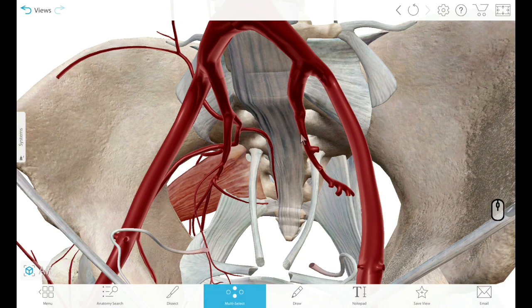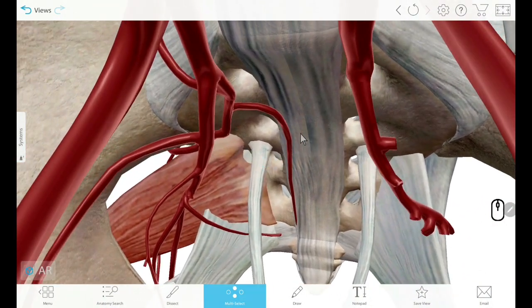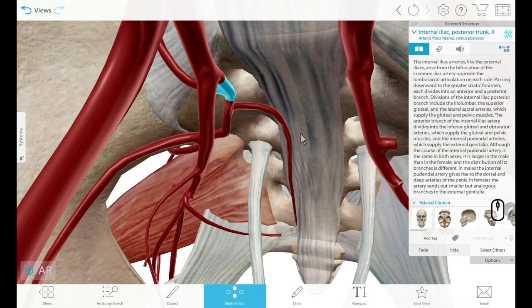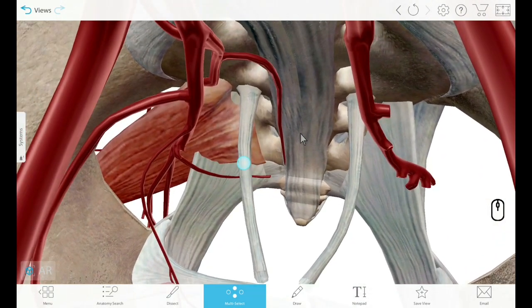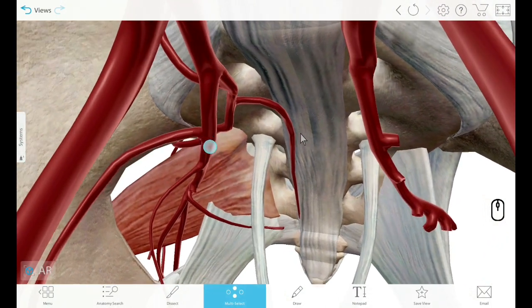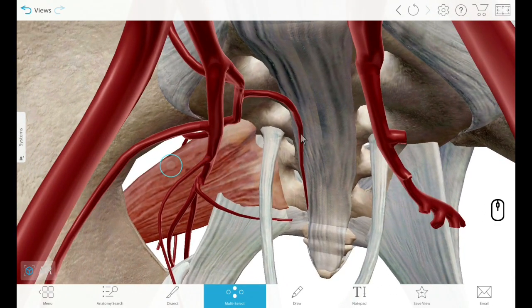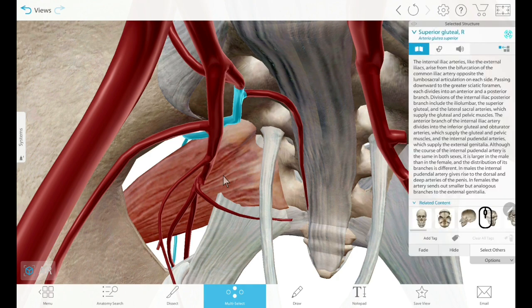We can see an artery given off by the posterior division of the internal iliac artery which is crossing the upper border of the piriformis muscle. This here is the piriformis muscle and we can see an artery which is crossing the upper border of the piriformis muscle and entering the greater sciatic foramen. This here is the greater sciatic foramen. So this is the superior gluteal branch.